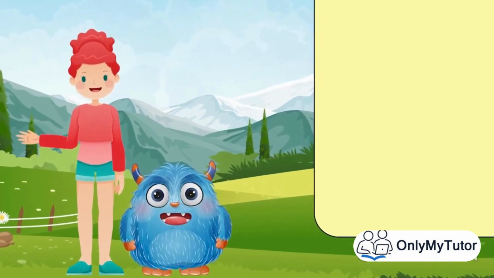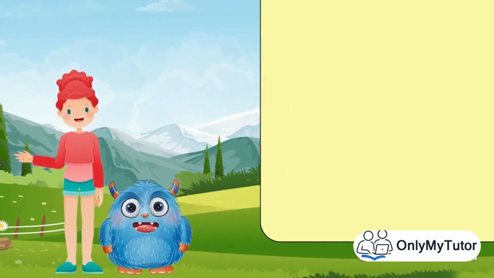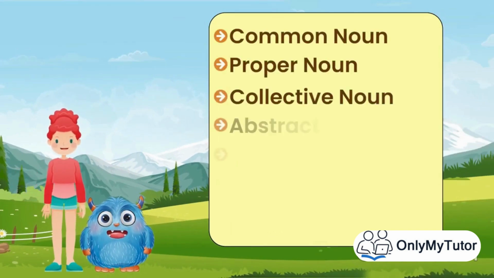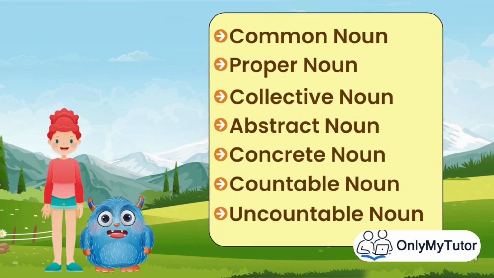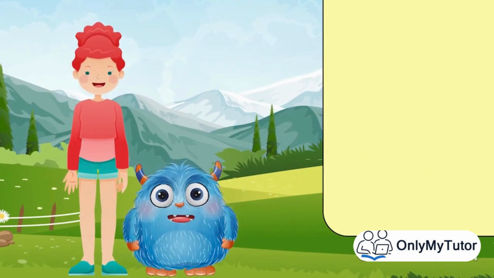I know, right? Did you know there are many varieties of nouns? Really? What are they called? They are common noun, proper noun, collective noun, abstract noun, concrete noun, countable noun, and uncountable noun. That makes sense. However, how do we exactly notice a noun?